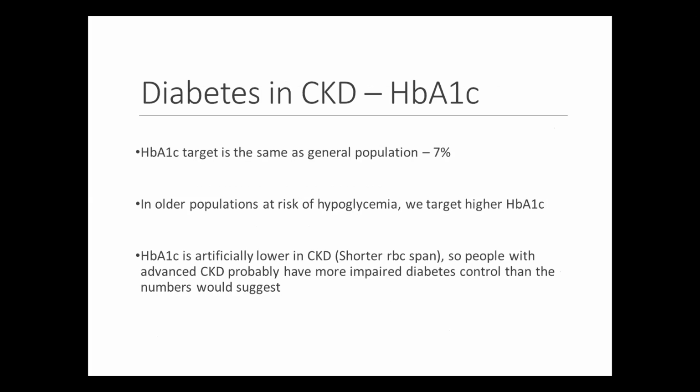I'll speak a little bit about diabetes now. Our hemoglobin A1C target in the CKD population is the same as the general population at 7%. In older individuals, we target a higher hemoglobin A1C. One thing to keep in mind is that the A1C can be artificially lower in CKD, especially advanced CKD, as red cells have a shorter RBC lifespan. And so people with advanced CKD may have more impaired diabetes control than the numbers would suggest. However, we still target the same hemoglobin A1C levels as the general population.